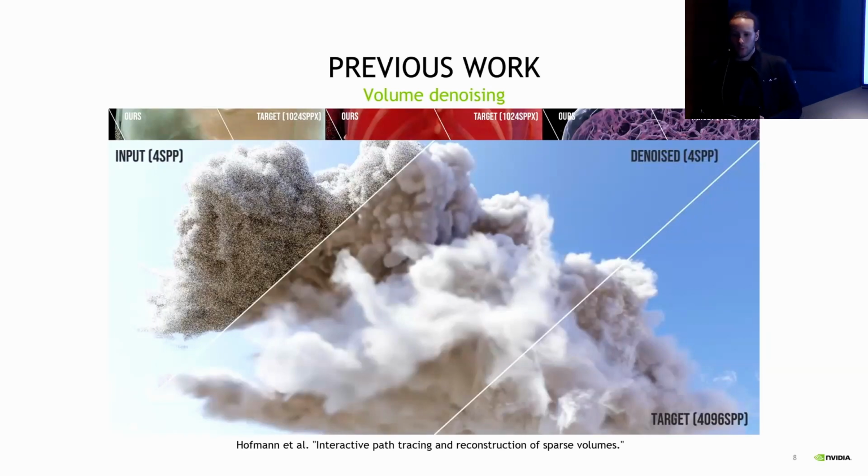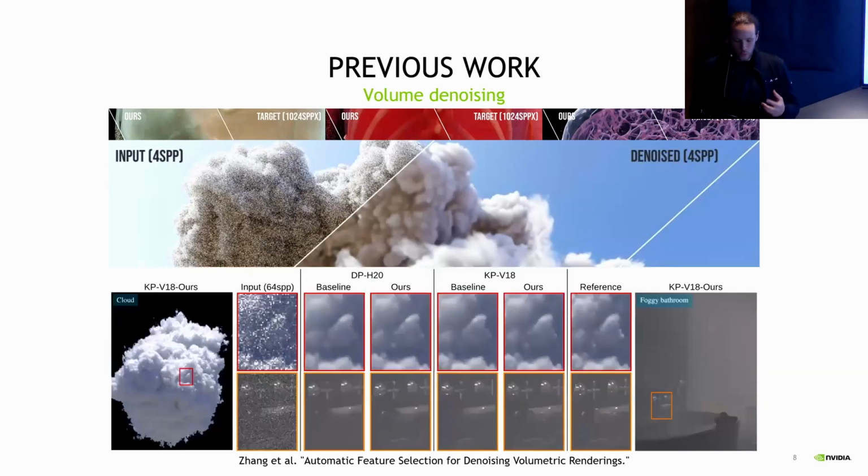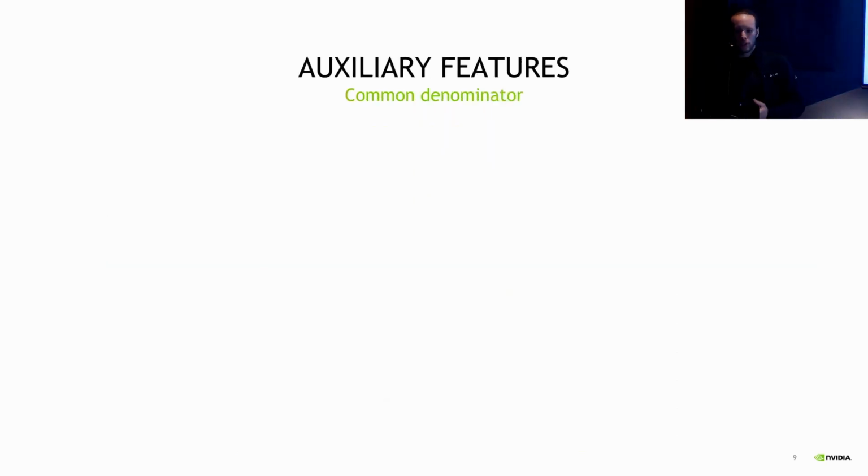But there are obviously problems, right? Because volumes are, as I said before, stochastic. The auxiliary features might be noisy. You don't even have normals and stuff like that. So there's further work as well to try to find the best set of auxiliary features for volumes, for example, by ablating them. Talking about auxiliary features.